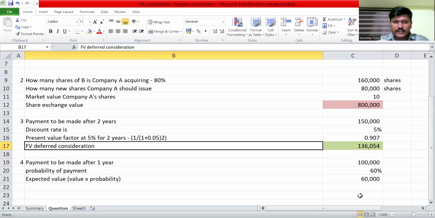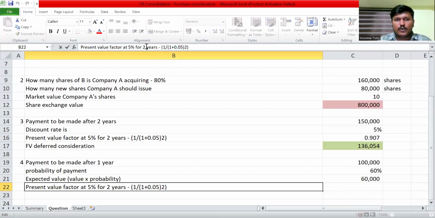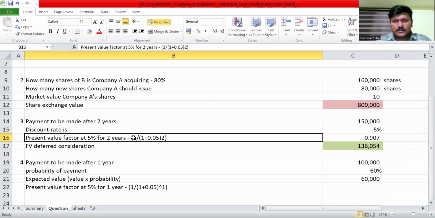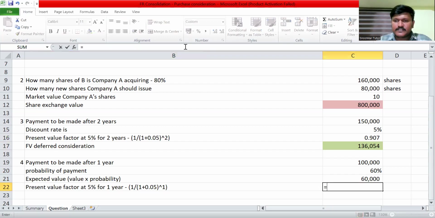For the present value factor, I'm just borrowing this from here. 5% is the same case. If the company is using 5% for deferred consideration, contingent consideration will normally have that same percentage. If not, it would be mentioned in the question. Here it is only for 1 year, so 5% for 1 year. You need to change the exponent: earlier the exponent was 2, but here the exponent is 1, since it's only for 1 year. So we need to calculate the present value factor for 1 year.